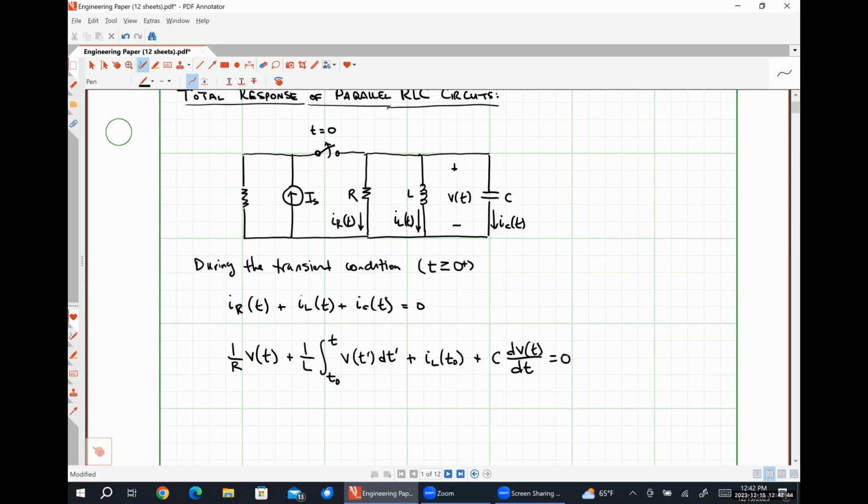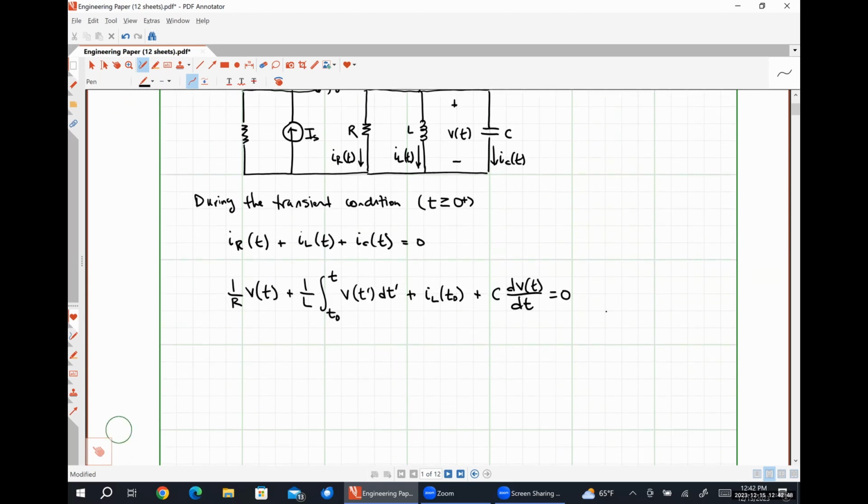So the derivative of our first term, actually, I'm going to rearrange things very slightly. I'm going to take the derivative of this term first so that I'll have my second derivative expression first, then my first derivative, and then my zeroth derivative, so that it's in a nice, neat form. Taking the derivative of both sides leaves me with C times the second derivative of my voltage with respect to time, plus 1 over R times the first derivative of my voltage with respect to time, plus 1 over L times what I like to call the 0th derivative of our voltage, which is nothing more than the voltage itself. And the derivative of this constant initial condition on our inductor current is going to be 0. So it goes away.